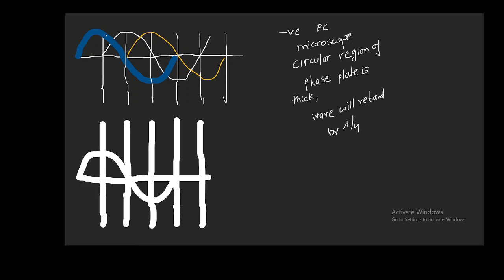So we will write it also here. This is the retardation by lambda by 4. And therefore you can see that this undeviated light and the deviated light are now in the same phase, and because of that you will get constructive interference.